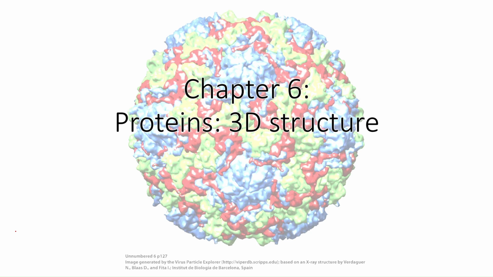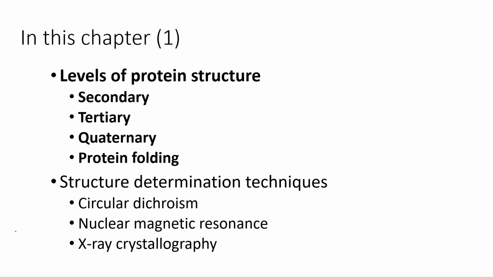Hello, and welcome to Chapter 6, all about the 3D structure of proteins. Up until now, we've been talking a lot about the primary structure, and now we're going to be adding on in this chapter several new levels of protein structure, including secondary, tertiary, and quaternary structure, and then at the end we'll talk a little bit more about how proteins fold.